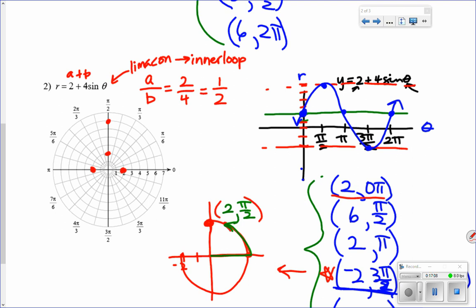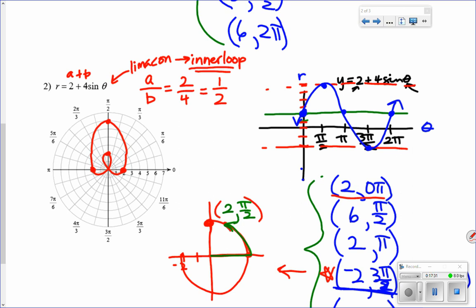So these are curves. When you're graphing, just keep it in mind that these are curves. And keep in mind I need an inner loop to be my final graph. So I'm just going to connect as a curve, connect as a curve, connect. It's going to go through and around and connect as a curve. So there is my limaçon with an inner loop.